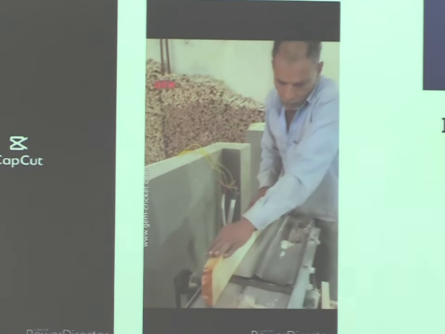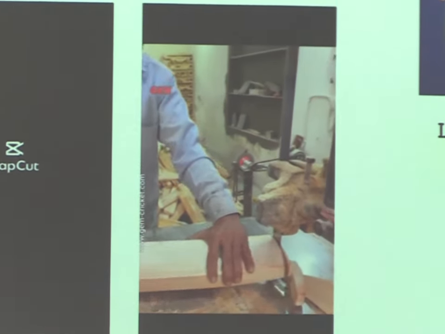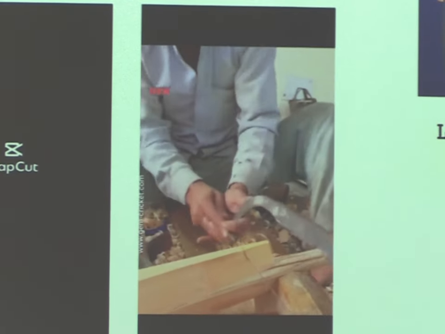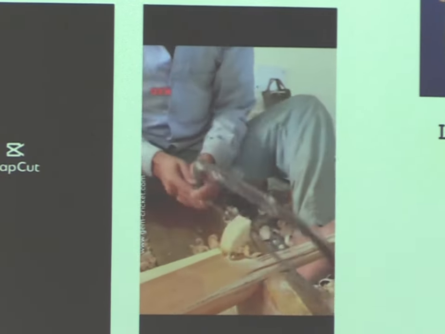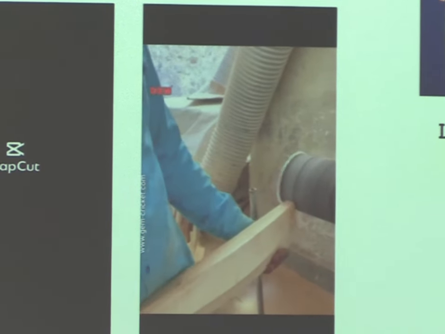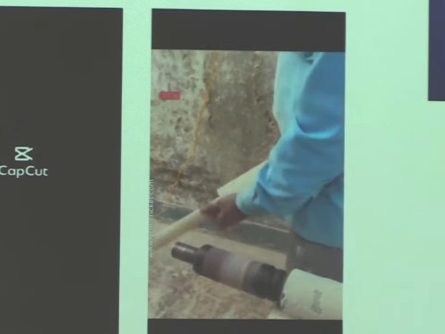You can see that the handle is made separately and then it's joined to the bat, and then the strength will depend on the strength of the adhesive which we are using to join the handle and the bat.